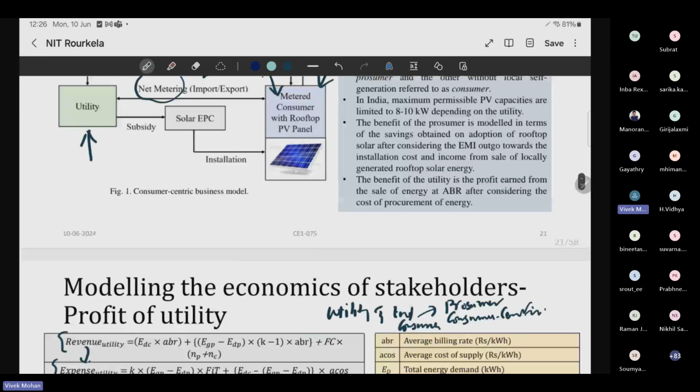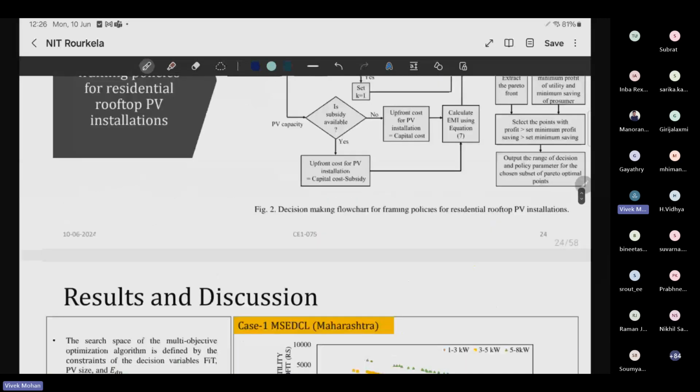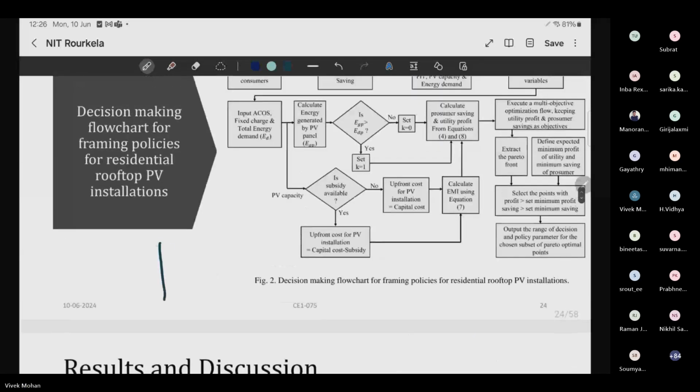I will show you. Okay, then I draw it here. Say this is profit of utility. This is savings of prosumer. Now, how will the maximization problem look like? It will be like this, which means if you try to improve the savings of the prosumer, the profit of the utility is coming down. If you try to improve the profit of the utility, what happens?